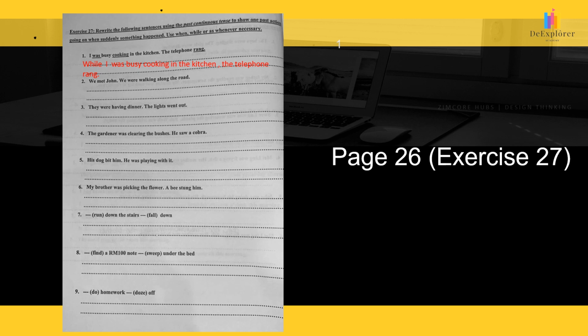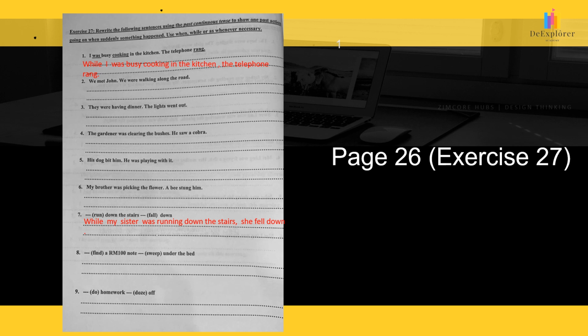Next page 13. You need to take a look at the two verbs. And you have to ask yourself, which is the action going on and which is the action suddenly happen. 正在哪一个? Okay, let's take a look at number 7. Number 7, run down the stairs and fall down.